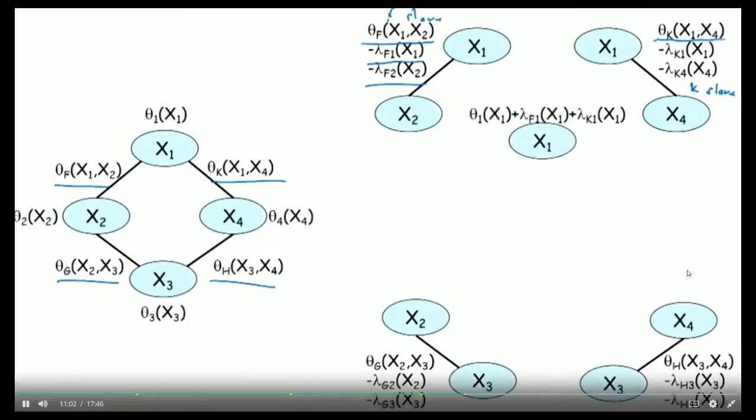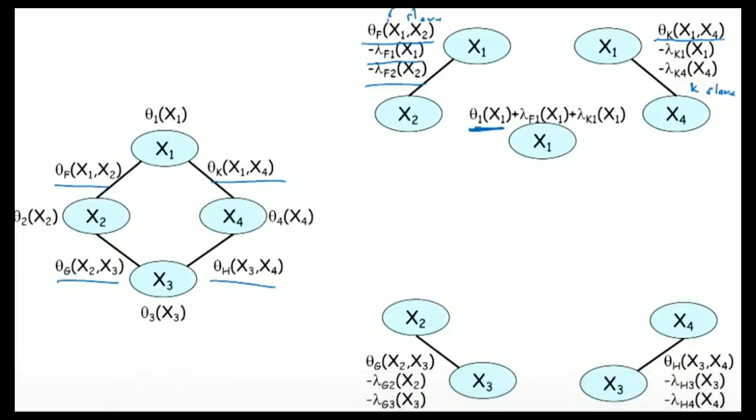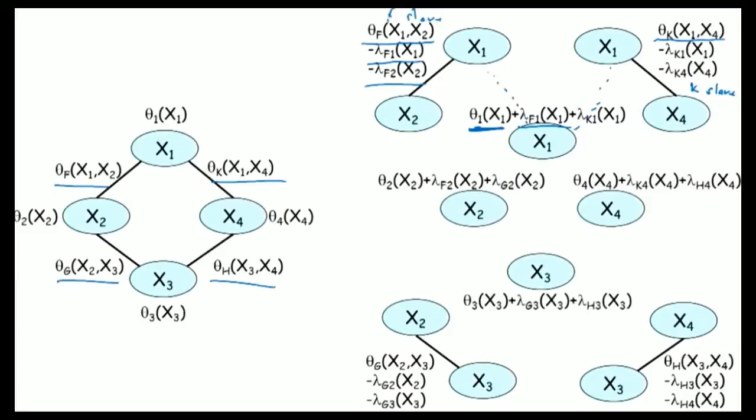So here is the one slave, and notice that the one slave has its own potential theta 1 x1, and at the same time it has these two terms that are trying to make it agree on the one side with f, which is over here, so this is because of this, and on the other side with k, because of that.